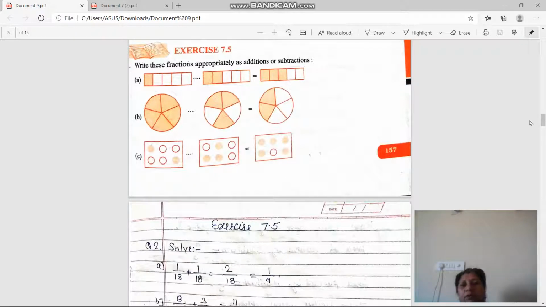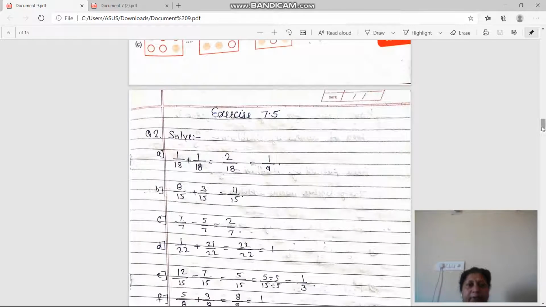Now question 2 is solved in our CW copy. So let's see. See here, 1 upon 18 plus 1 upon 18. So it is like fraction, right? So how will we do addition? We have to write 18 as it is and 1 plus 1 is 2. So it is 2 upon 18. Okay. If you want to simplify, then you can divide by 2 and the answer will be 1 upon 9.